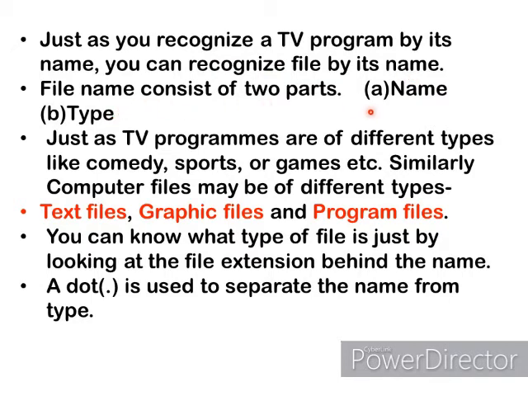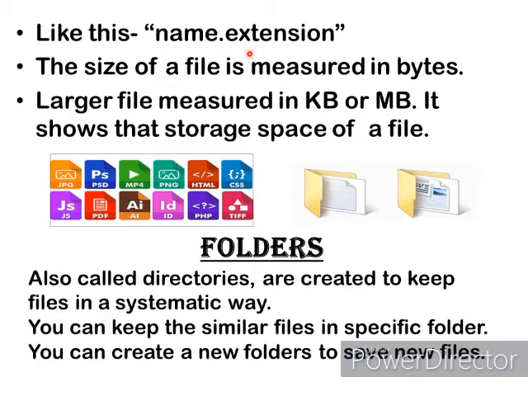A file name consists of two parts, name and type. Just as TV programs are of different types, like comedy, sport, game, etc., similarly computer files may be of different types. There are text files where text is inserted, graphics files like images and pictures, and program files. You can know what type a file is just by looking at the file extension. After the name, a dot is used to separate the name from the type, like this: name dot extension. This is the name of the file, and the extension shows which type of file it is.